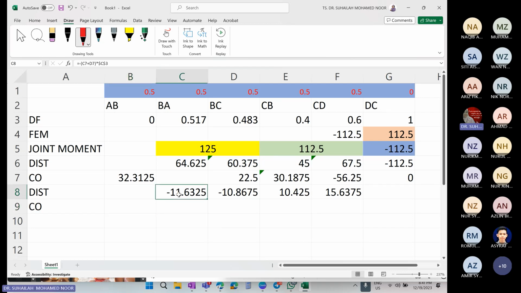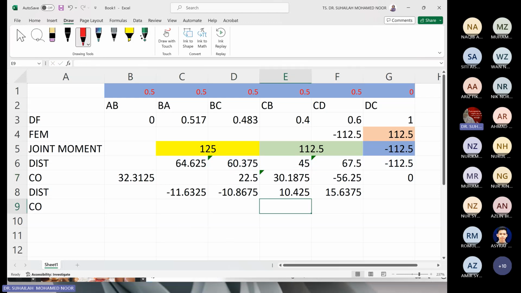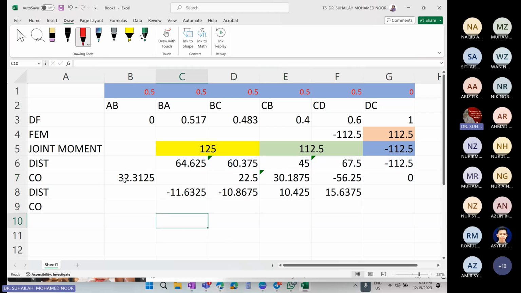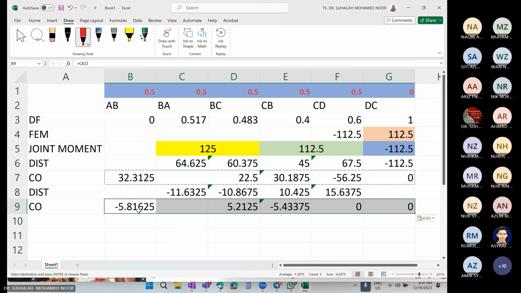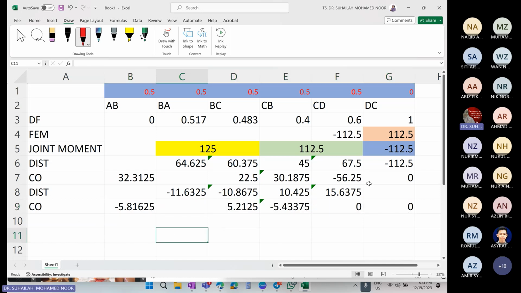Okay, we have to continue. And actually we have set the formula here. That's why I do this in Excel, because I can copy this. Okay, so now I get the carryover. So all divide by 2. Okay, there's no more here.